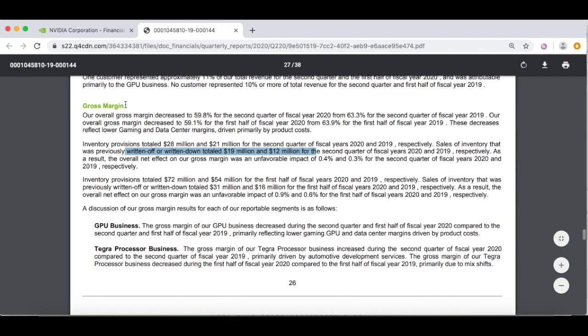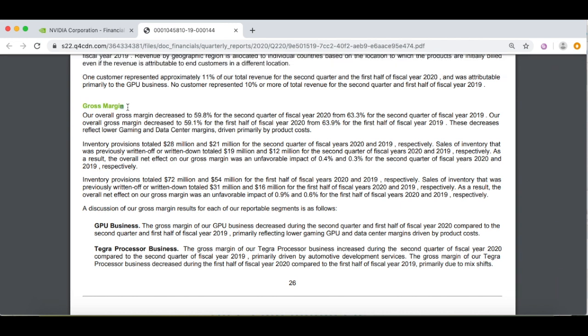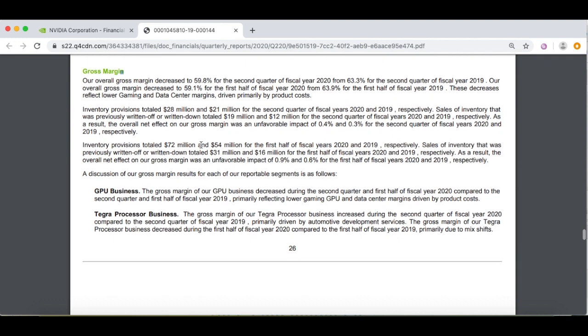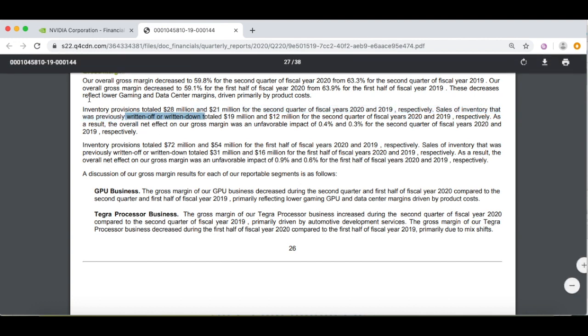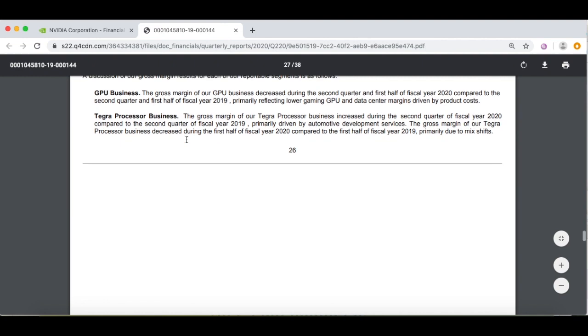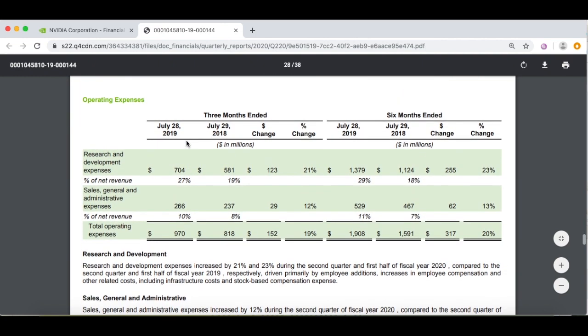This is what a sophisticated investor does. They don't just say, "Oh, gross margins have gone down. I'm going to short the company. Gross margins are down. I'm going to sell the company." Or gross margins are up, I'm going to buy. No. Why did gross margins go down? Okay? Is it something due to inventory provisions? Is it due to write-downs and things like that? That's what you want to really drive your decision making off of.